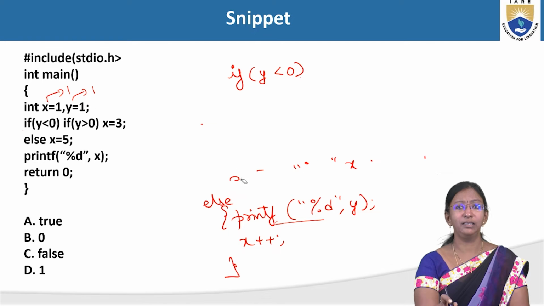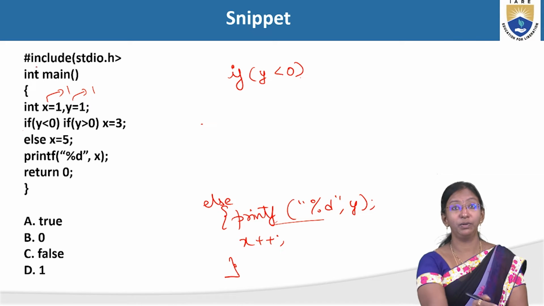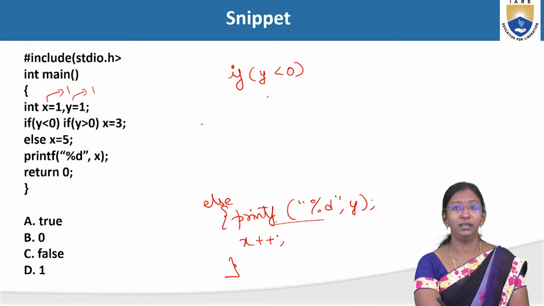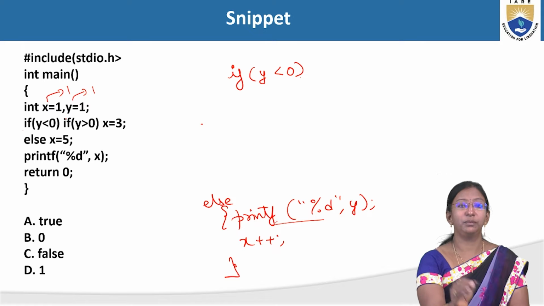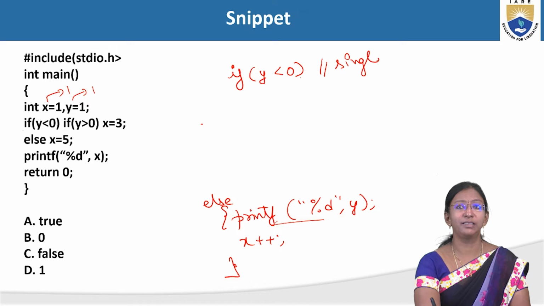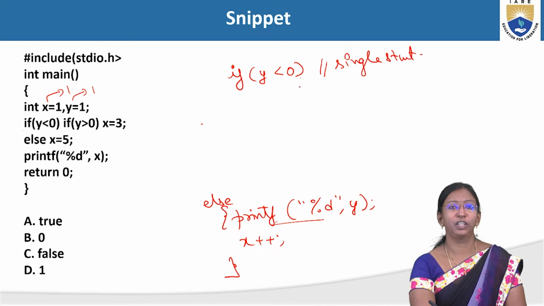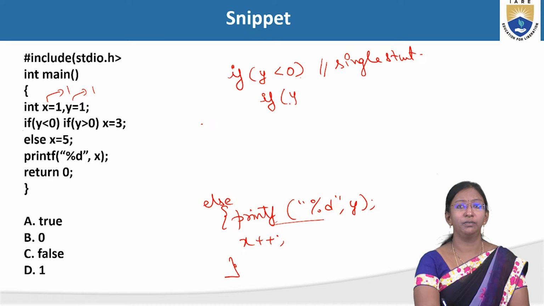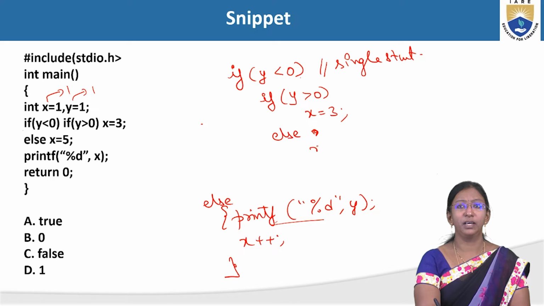So you can clearly see that they have given a single if condition, and the second one is also an if condition. What does that mean? It means that if this condition is true, its body is a single statement. And what is that body? It is: if Y greater than 0, then X is equal to 3, else X is equal to 5.